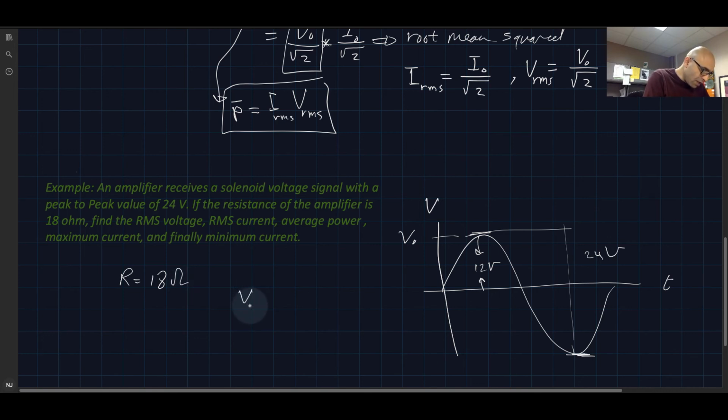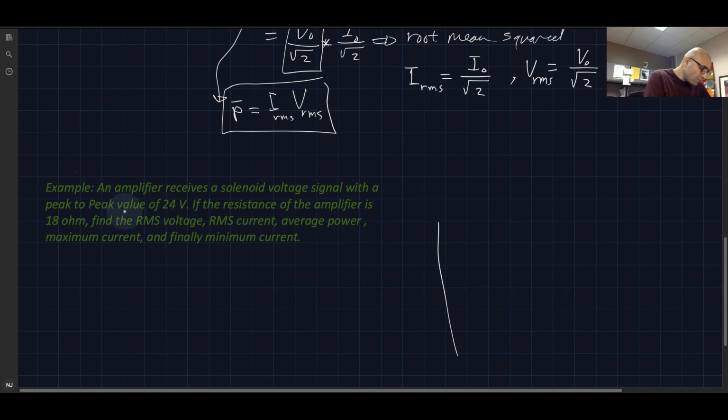Find the RMS voltage. We know that V RMS is equal to V naught over root 2, and that would be equal to 12 over root 2 volts. I'm not going to calculate it for now. Now, what else do we need to find? The RMS current. First of all, we need to find the maximum current. We know that V is equal to IR, which means that I is equal to V over R.